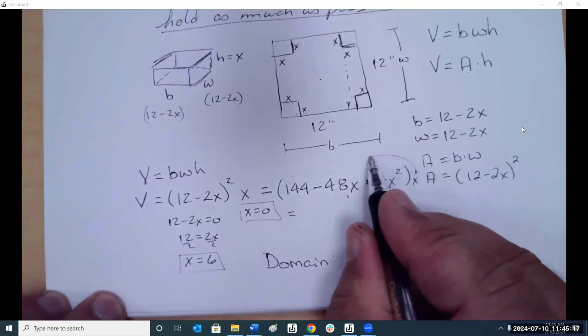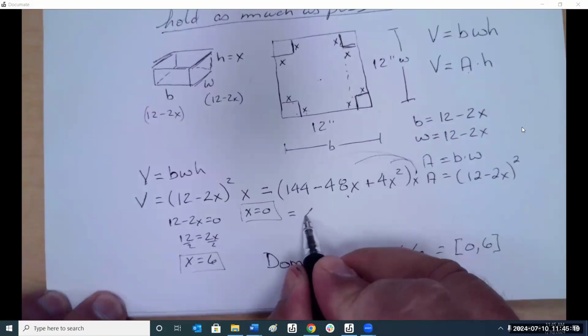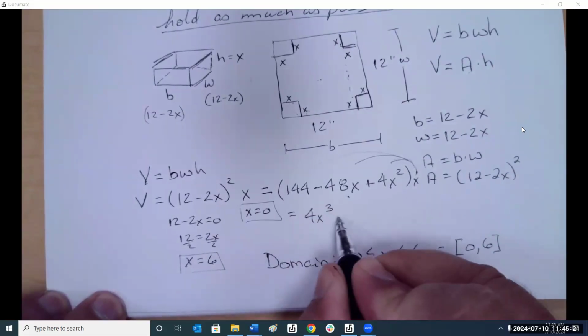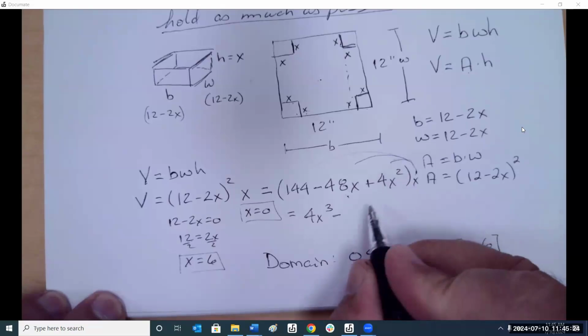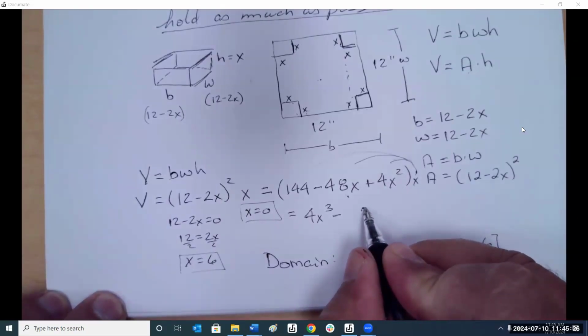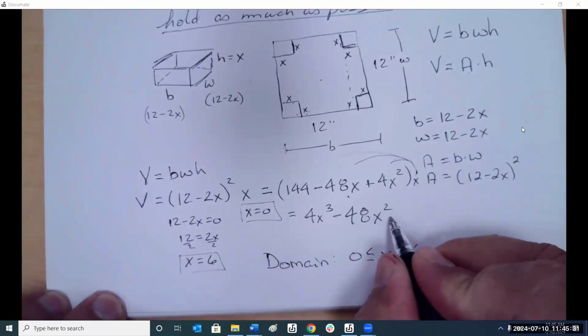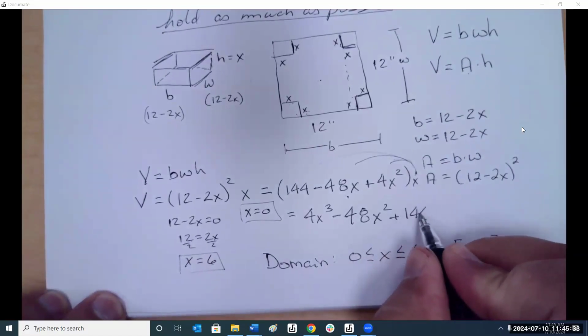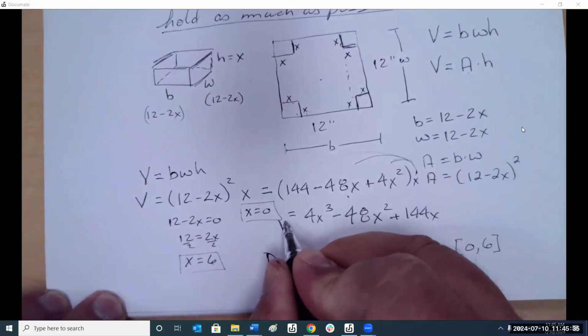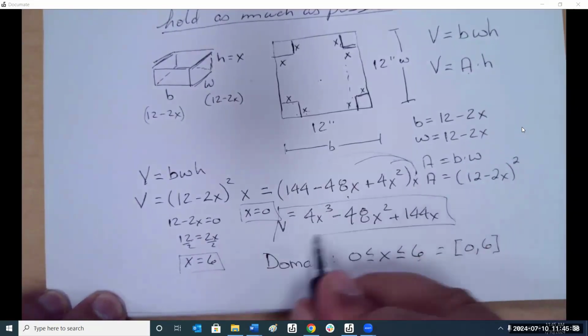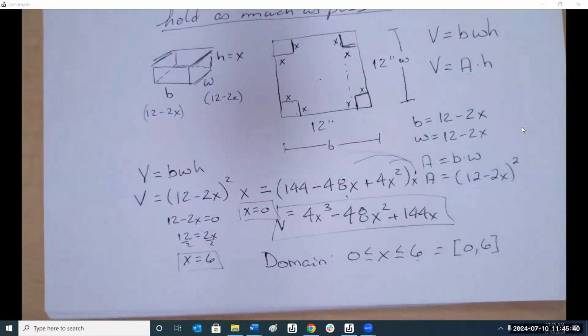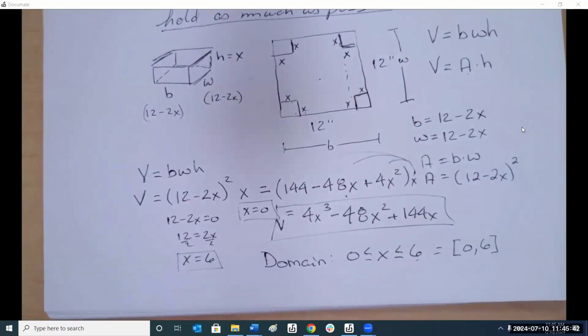And distribute that little x into everybody inside there. We get 4x cubed minus 48x squared plus 144x. So that's our formula for our volume. So far, so good.